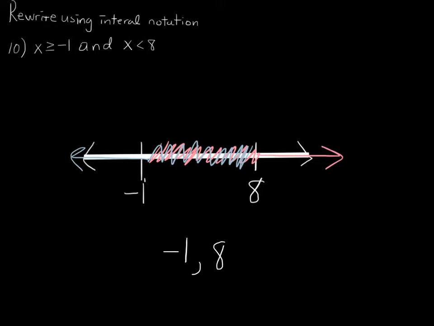The only question is, do I want to include -1 and do I want to include 8? Looking up here, I see that x is greater than or equal to -1, which means I want to include -1, giving me a square bracket. While here I have x is less than 8, which does not include 8, so I have a round bracket. And I have my answer.